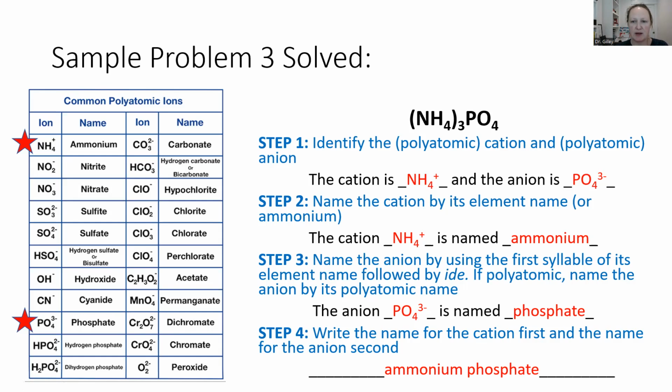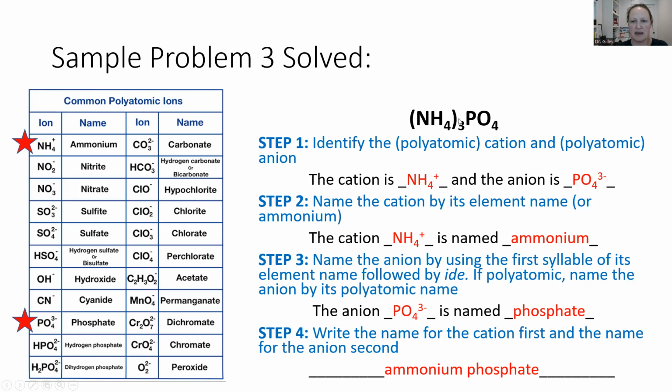I guess I should point out that we did not have any indication of how many ammoniums and how many phosphates are in the formula. And that's again because we assume that there's charge balance. So we don't need to indicate that information because we know that phosphate has a 3- charge. So there must be 3 ammoniums, because ammonium only has a +1 charge, in order to balance out the 3 phosphates. And that information is provided in the formula.